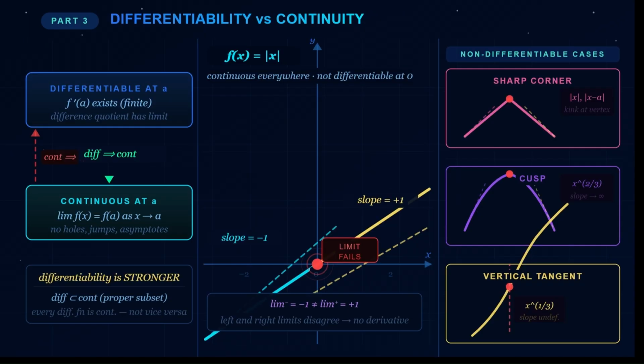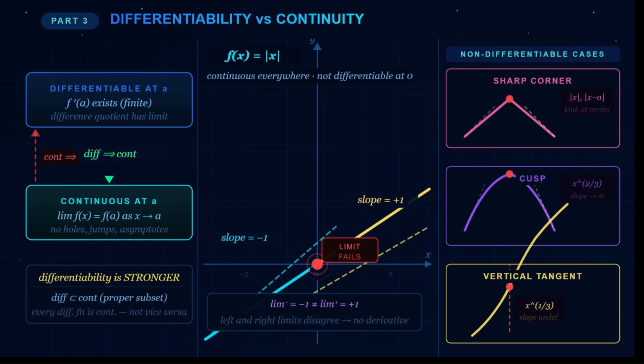An important theorem in calculus connects differentiability and continuity. The theorem states, if a function f is differentiable at a point a, then f must be continuous at a. The logical implication flows in one direction. Differentiability implies continuity, but continuity does not imply differentiability.